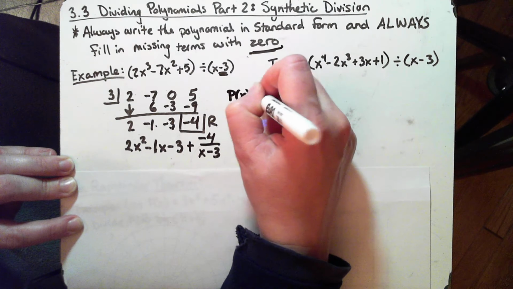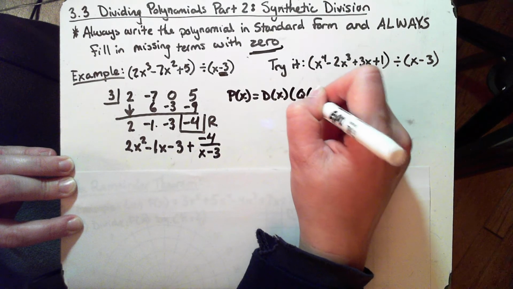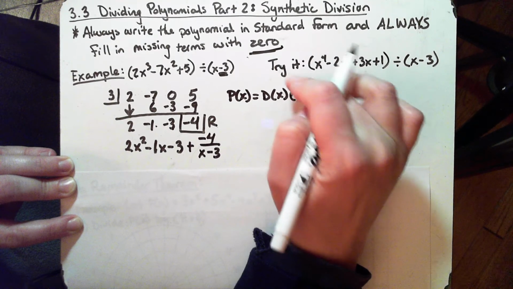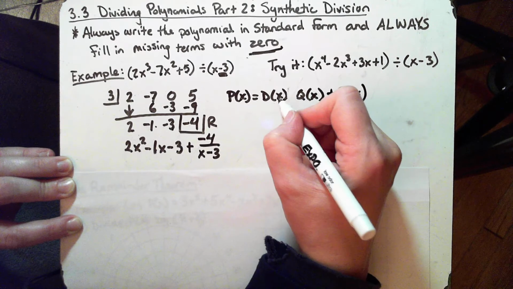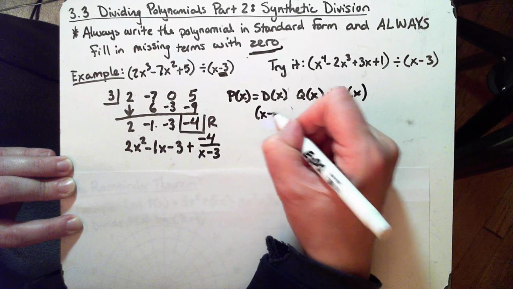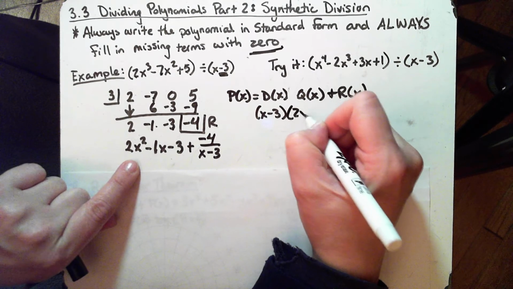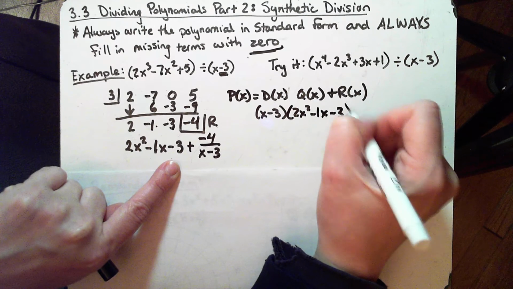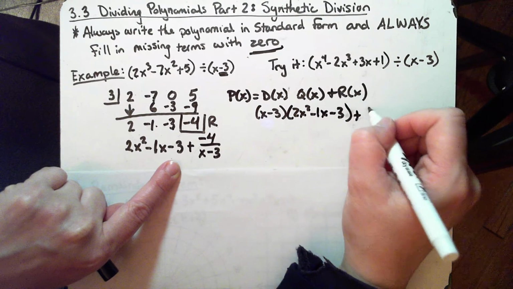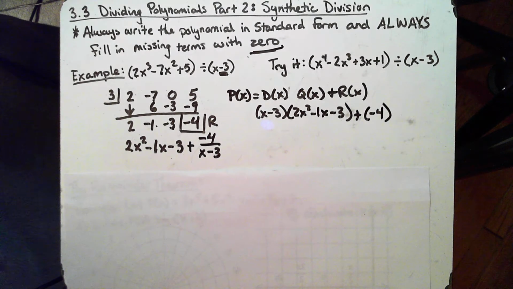p of x equals d of x times q of x, plus r of x. And you can write it like this. You would just do x minus 3 here. You would do your resulting quotient of 2x squared minus 1x minus 3, and then it would be plus the remainder of negative 4. And you could write it like that as well. Okay, so those are your options.